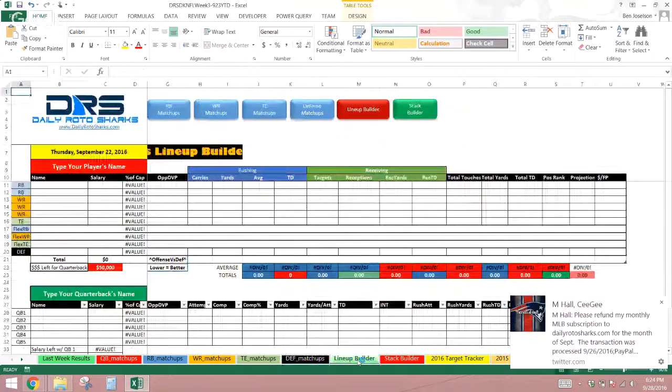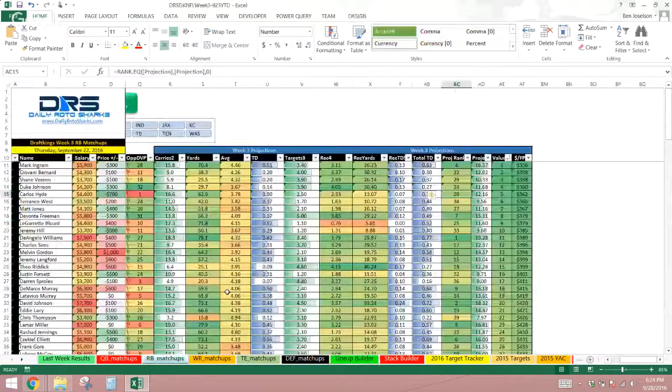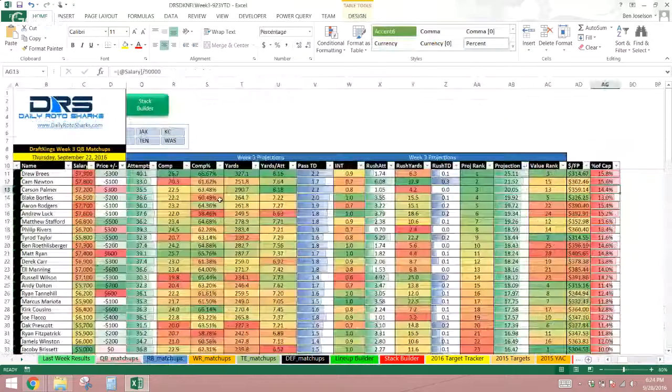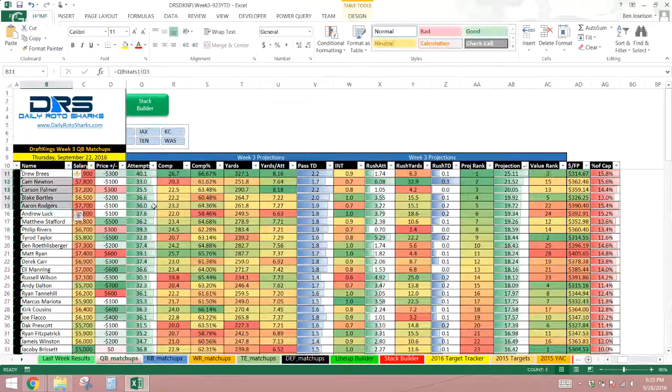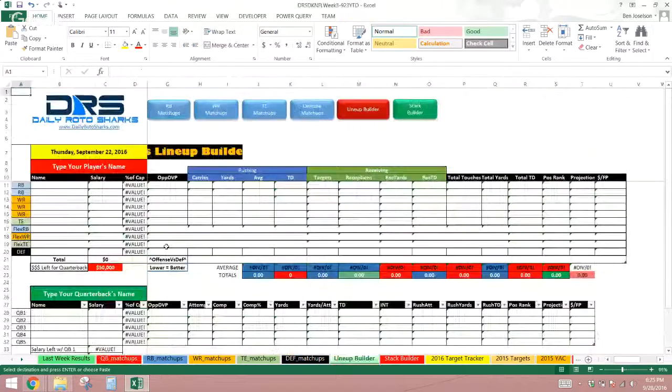So we have the lineup builder here. Let me show you guys how to use the lineup builder. The first thing you could do is copy over your quarterback. So you don't have to just do it straight by projection, but if you want, you can. But you could put in whoever you want there. So you can Control-C, copy that, bring it over to the lineup builder, and paste them in here.